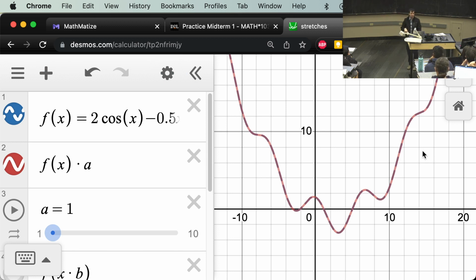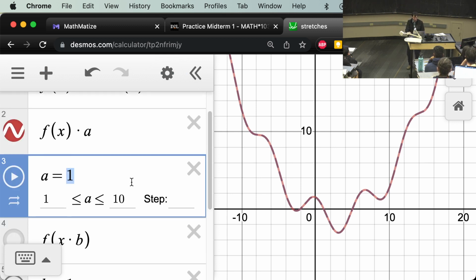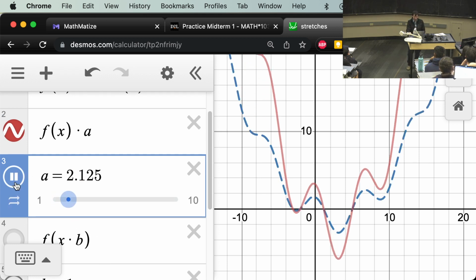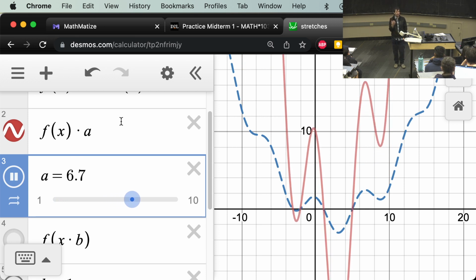It's some crazy looking wonky up and down graph. And right now a is 1. So of course if you multiply it by 1, that does nothing. But what happens if you multiply it by bigger and bigger numbers? Let's see what happens. So it gets stretched out like this.